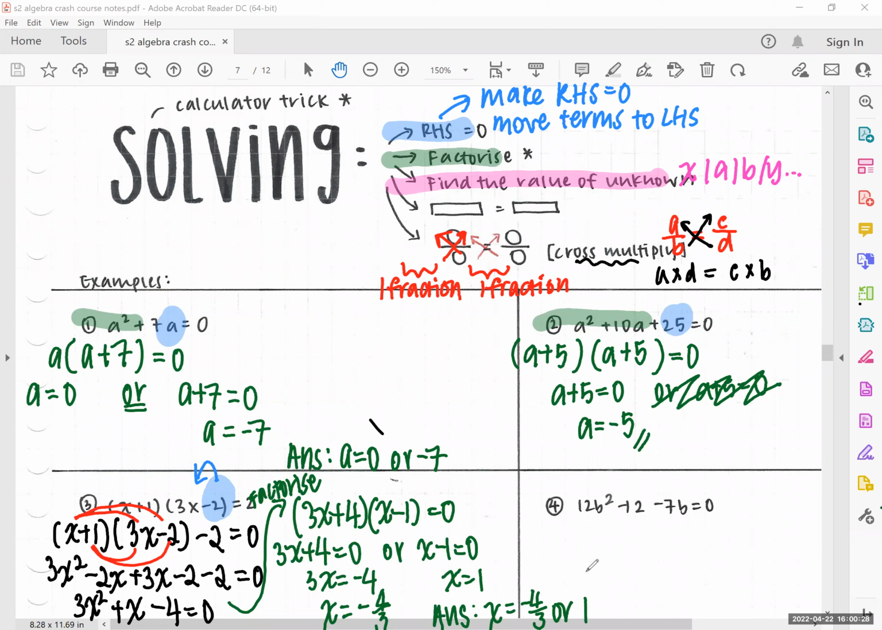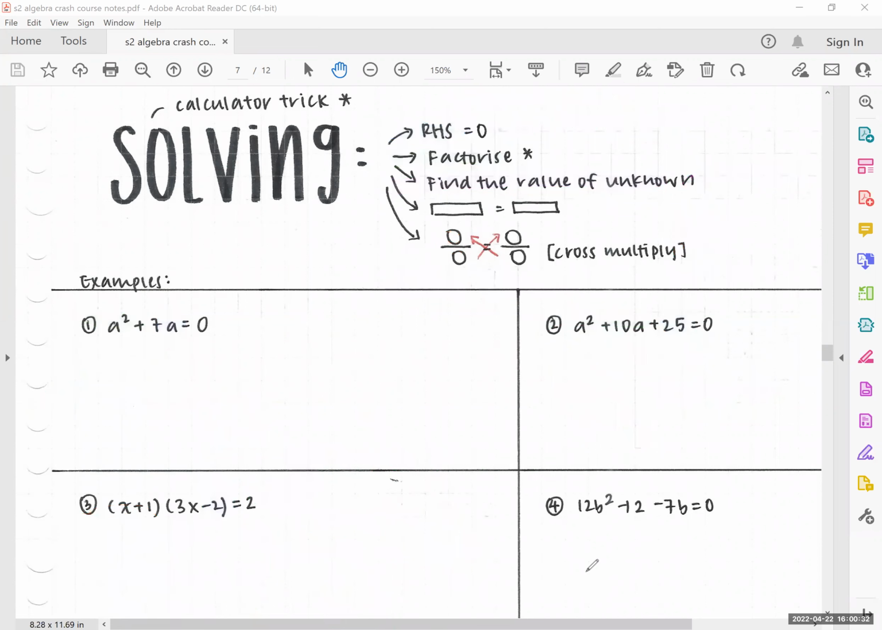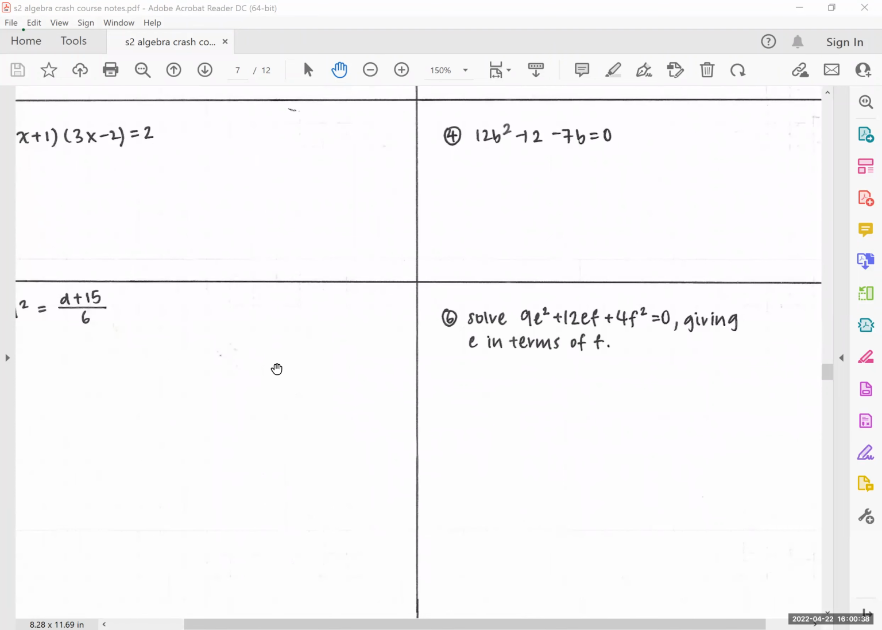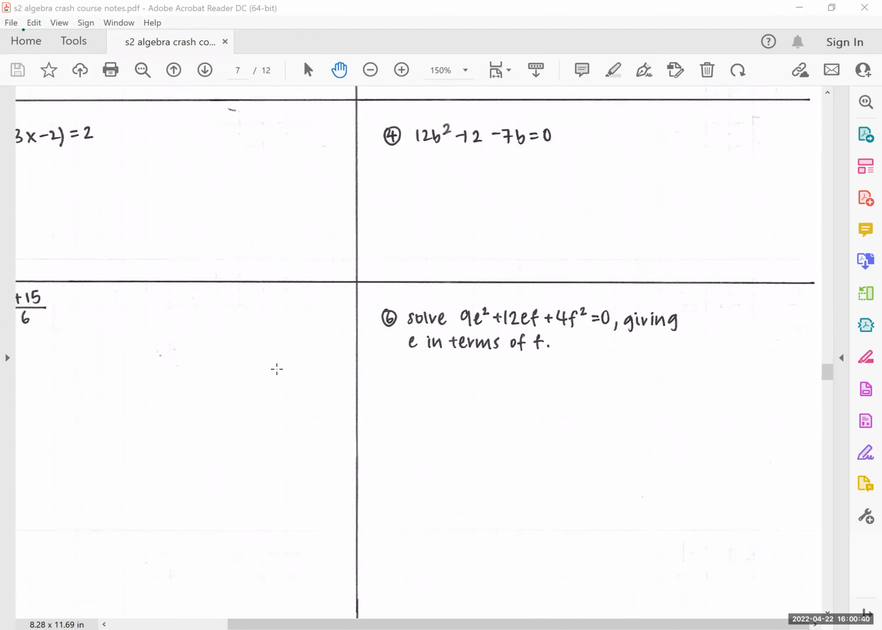Next, number 4. What's the first golden rule? So it's the 0 on the right hand side. Okay, first golden rule satisfied. What's the next golden rule? So is it factorized? No. So how do we factorize? So do your 3-term factorization and tell me what to put in the bracket.